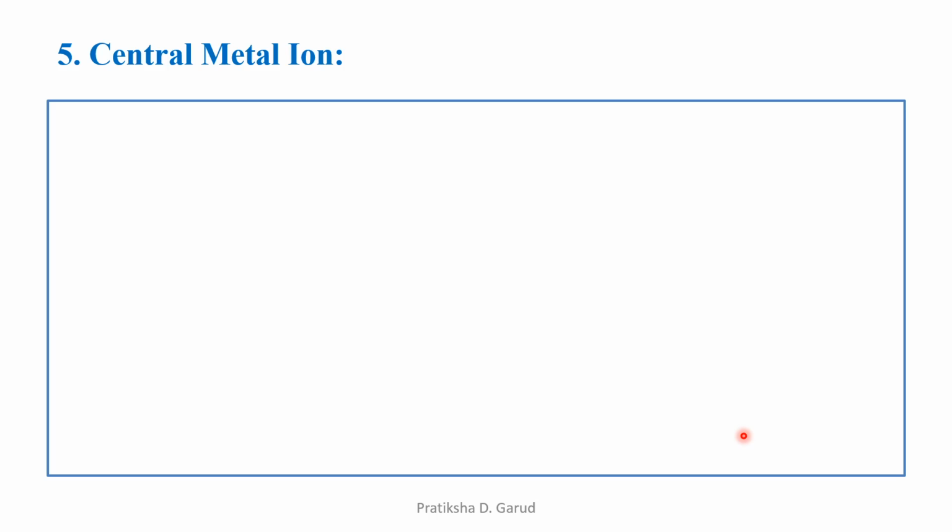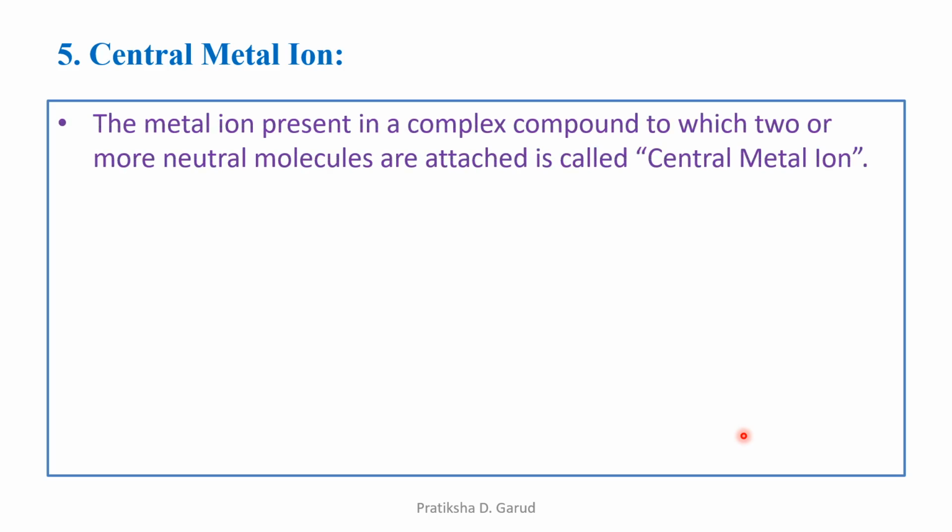Then the next term is the central metal ion. Again we can say that it is the metal which is present in a charged species. Charged means having a plus charge or a minus charge, and that is known as the central metal ion. So the metal ion present in a complex compound to which two or more neutral molecules are attached is called the central metal ion.